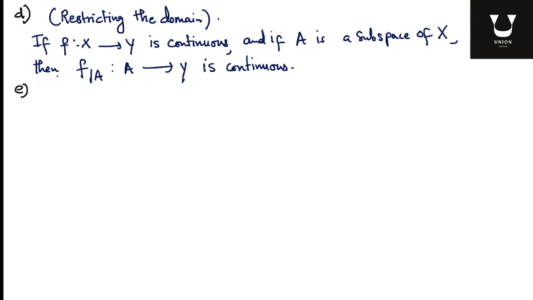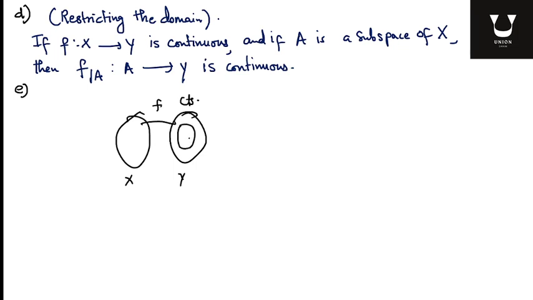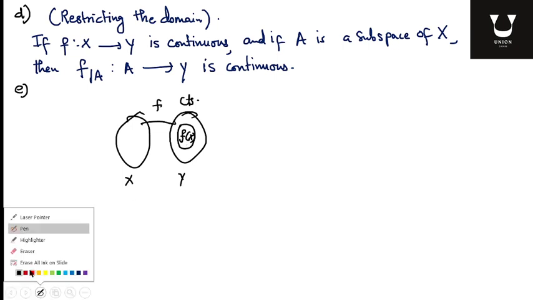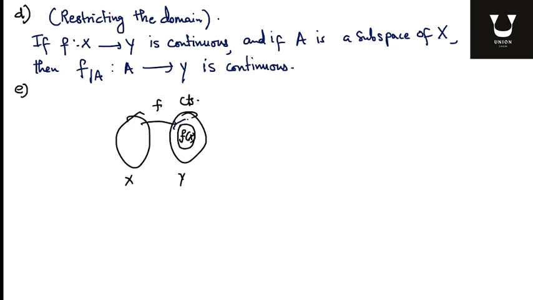The E part of the theorem says, okay, what does the E part of the theorem say? Informally, I'll tell and then I'll write. Suppose I have a map F from X to Y, which is continuous. And if Z is a subspace of Y which contains the range of F. Suppose this is the range of F, denoted by fx. This is the range of f. And suppose z is a subspace of y which contains the range of f. So suppose this is z.